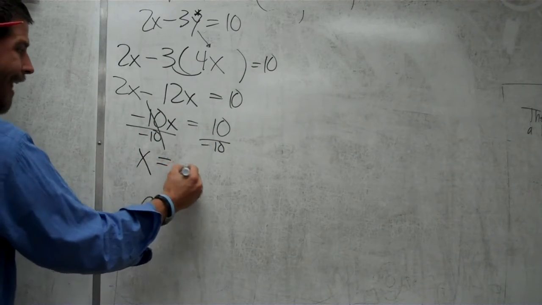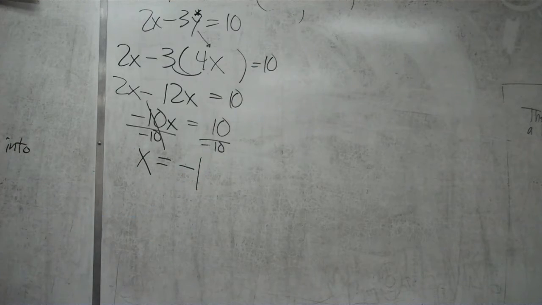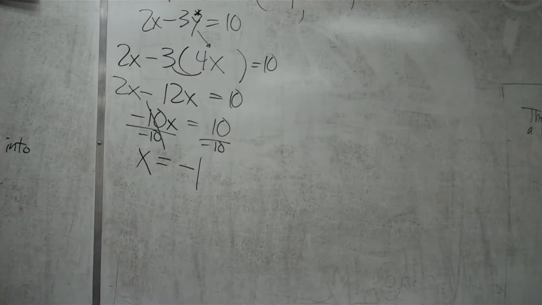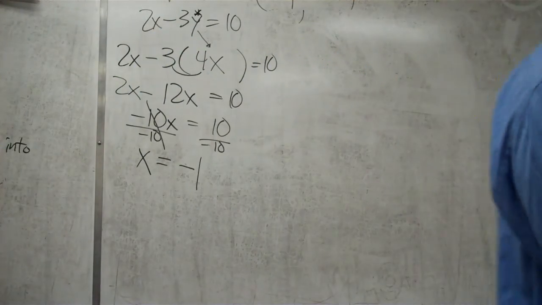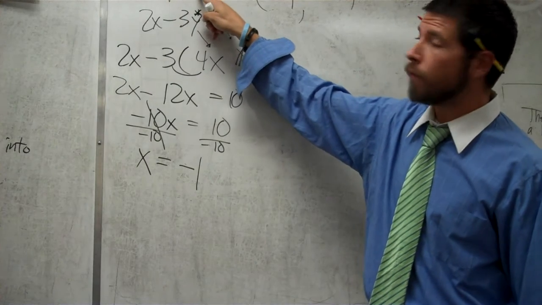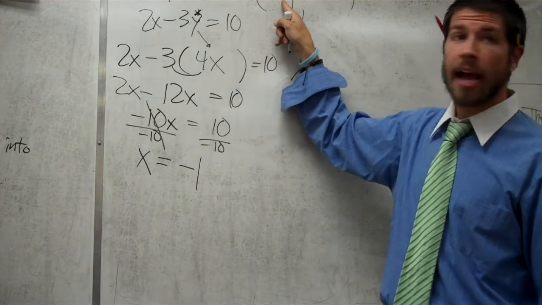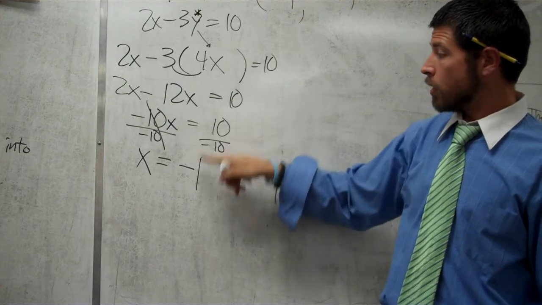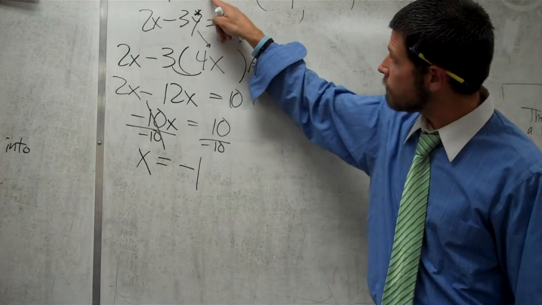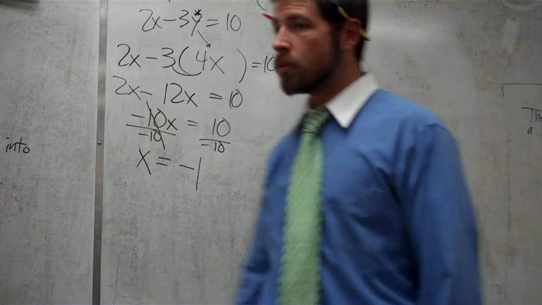X is negative 1. And I can put that right here, because the x value is negative 1, that's going to be part of my coordinate. Can anybody tell me what the y value might be? Negative 4. Look at my first equation: y equals 4x. We just found x to be negative 1, so you take the negative 1 and put it right here. This is 4 times negative 1, or negative 4. So we're done with the problem.